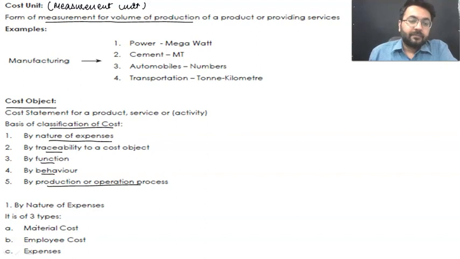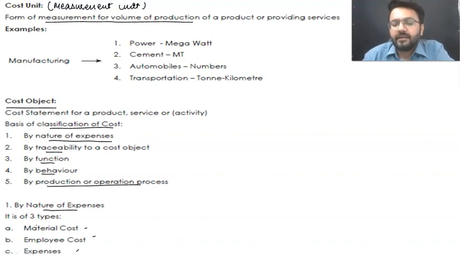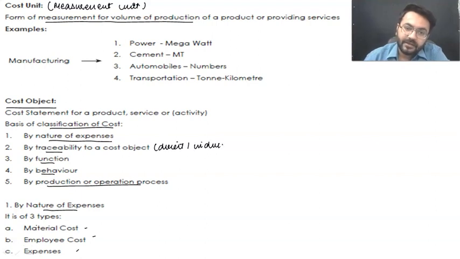So moving forward, on the nature of expense, we have a number of things. That may be related to the materials, the employees, your selling expenses, packing expenses. Apart from that, when it comes to the traceability, that is all about direct or indirect cost. Direct cost is the cost which has been straight away made onto the product itself, and the indirect costs are those which are made indirectly onto the product itself.